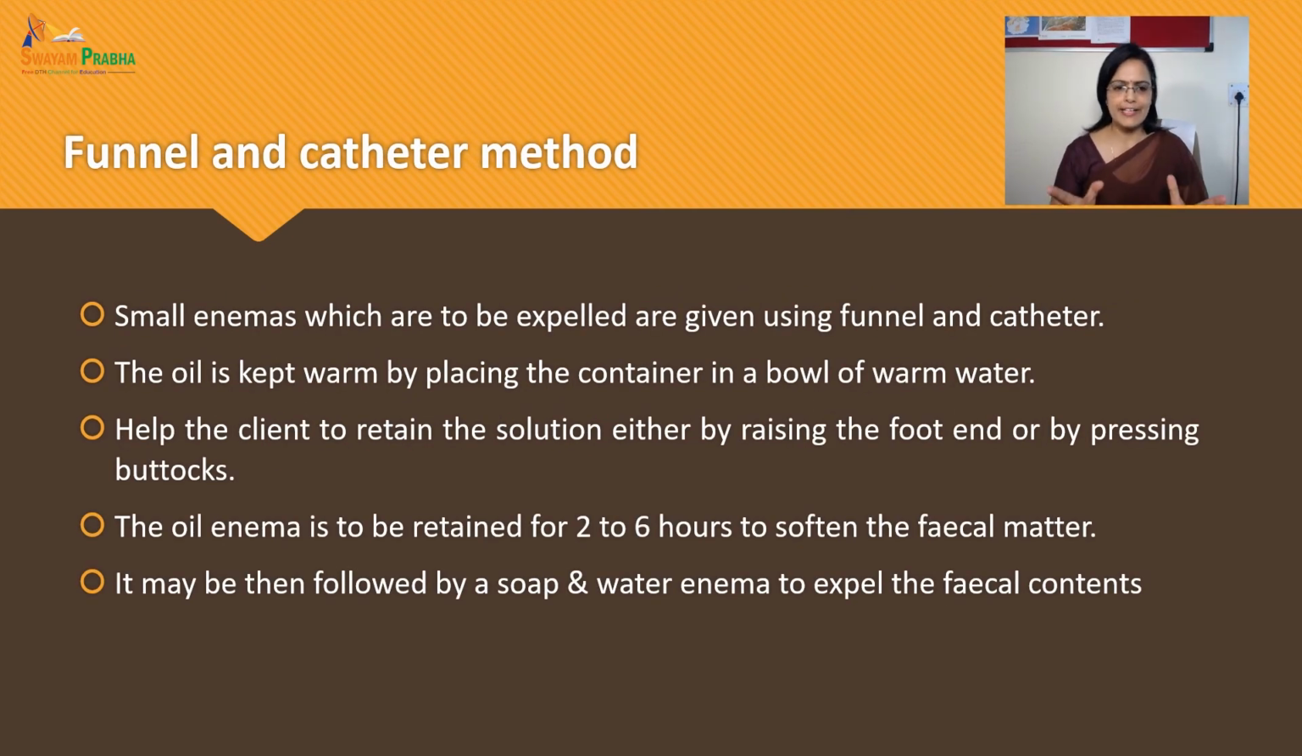So next is the funnel and catheter method. Small enemas which are to be expelled are given using this method. The oil is kept warm by placing the container in a bowl of warm water. The oil enema is to be retained for 2 to 6 hours to soften the fecal matter. It may then be followed by a soap and water enema to expel the fecal matter. So this is the funnel and catheter method.